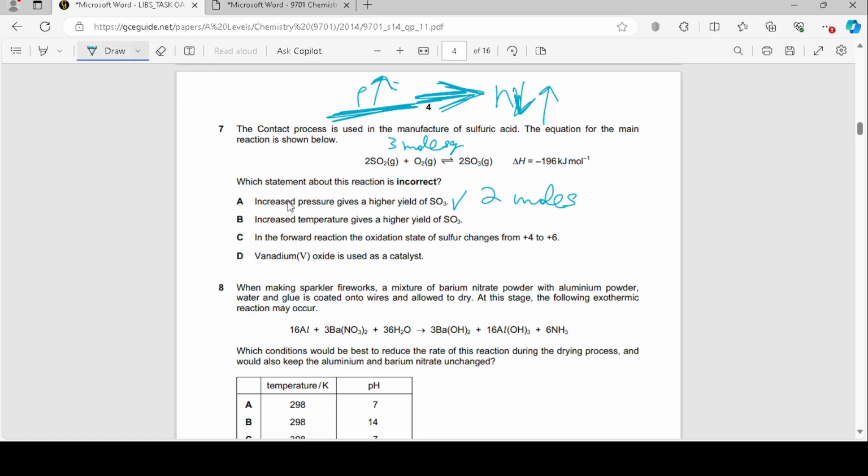Increased temperature gives a higher yield of SO3. Well, I can see delta H is written over here, which is minus 196 kilojoules per mole. What does that mean? That means that the forward reaction is exothermic, obviously, because there's a minus sign for delta H, and then the backward reaction is endothermic, right?